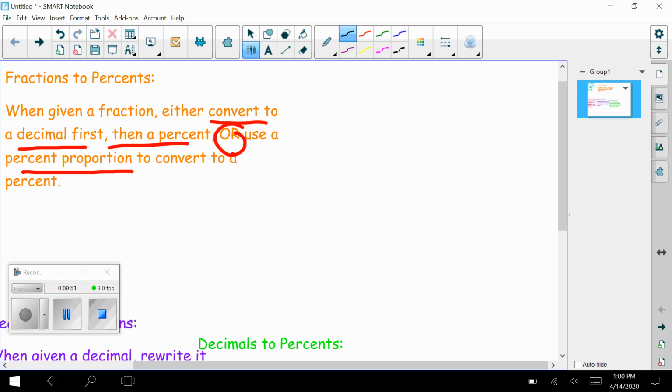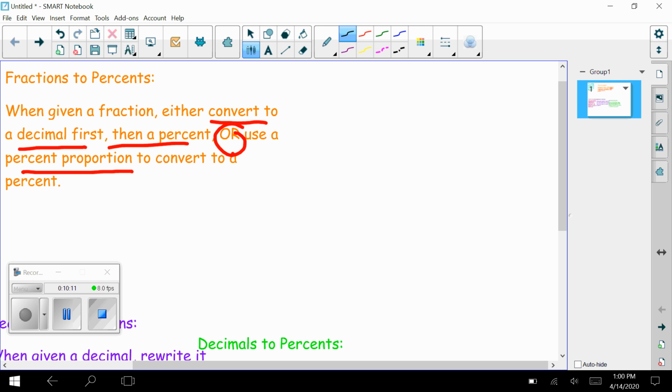So at the beginning of the year, Mr. Wenz was teaching, and he worked on percents, or not percents, proportions, ratios and proportions with you guys. So I'm going to go through that again because I know it's been a long time since we've done that.